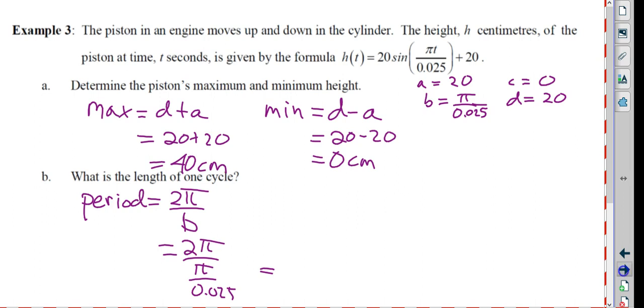Is that what other people got? Yeah, it makes sense, right? Because the pi's are going to cancel, that's going to flip up top, and it's going to be 2 times 0.025. 0.05 seconds, 5/100th of a second. Engine's running pretty slow, I think, at that one.